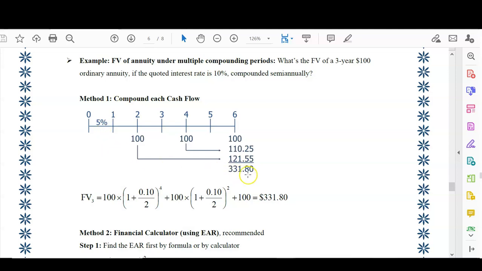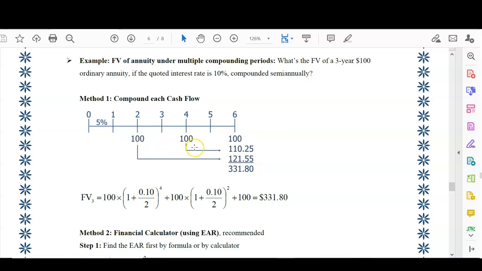If we want the future value using the method 1 formula, we can compound the first 100 from time 2 to time 6, by using 100 multiplied by 1 plus 10 divided by 2, 5%, to the power 4, because we compound for 4 half years. So we get 121.55 as the future value of the first 100.